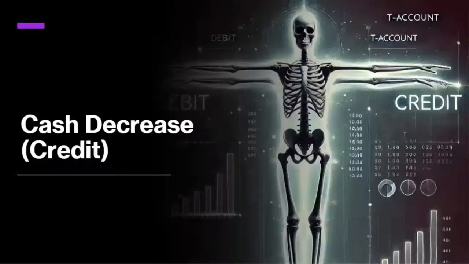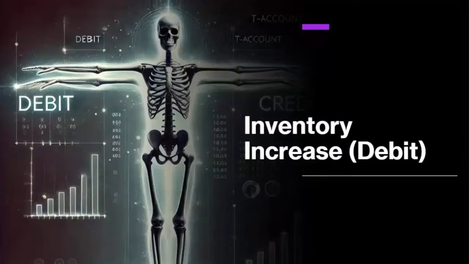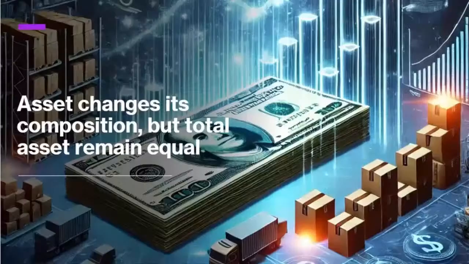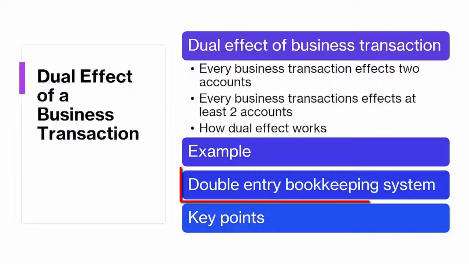In this case, 1. Cash decreases, credit. 2. Inventory increases, debit. The total value of assets remains unchanged, but the composition of the assets has shifted. This shows how one transaction can impact two different accounts. Double entry bookkeeping system. This system is called double entry because it ensures every transaction is recorded twice, once as a debit, left side, and once as a credit, right side.